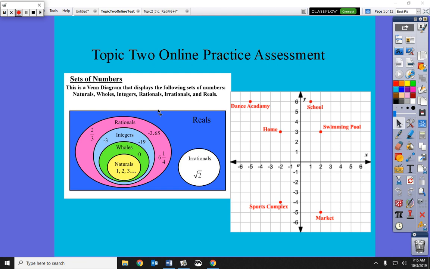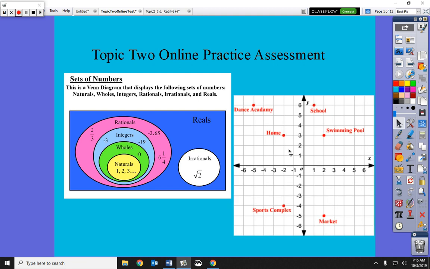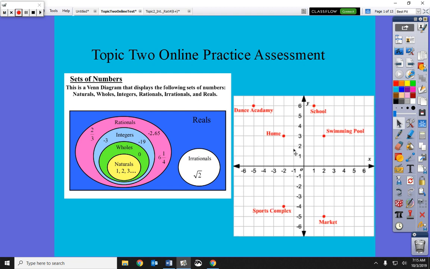Now you will see it says topic 2 online assessment. I think they said put not for a grade. This is not for a grade. This is strictly for practice. Now what you'll see here is I just have some illustrations here of the things that really hit up during topic 2.